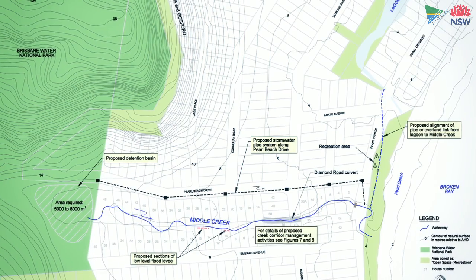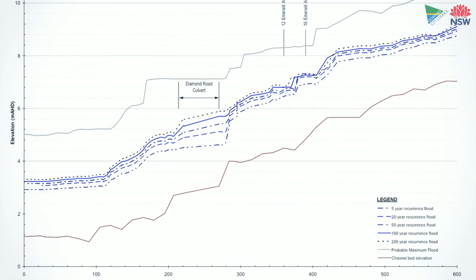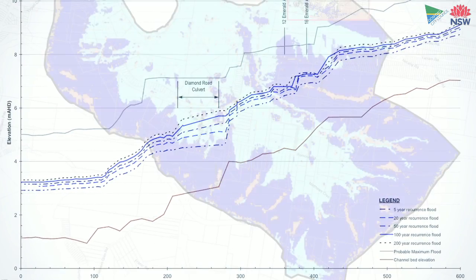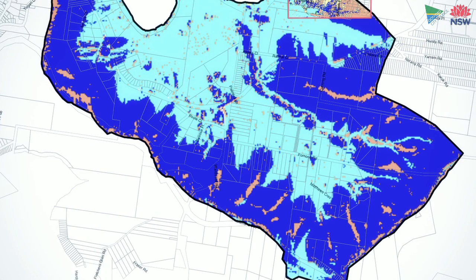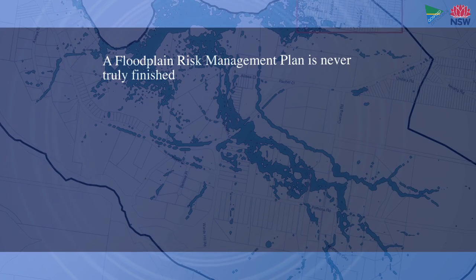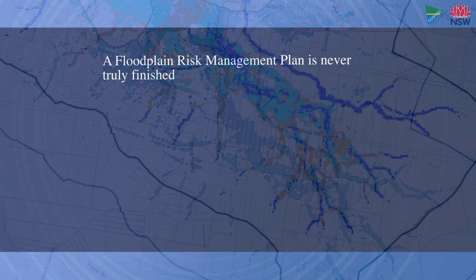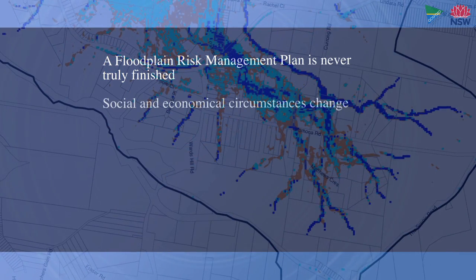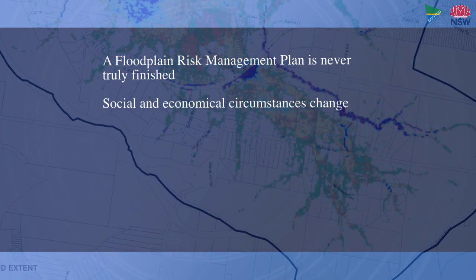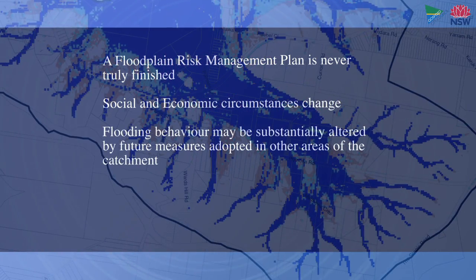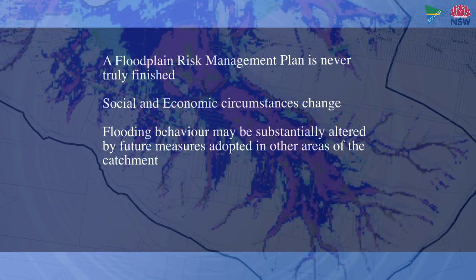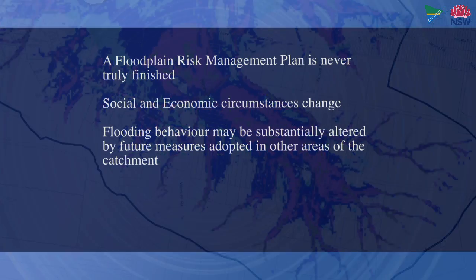Whilst the adoption of the plan is a big moment for the community and the Floodplain Risk Management Committee, there is still much work to be done, and it is important to note that a management plan is never truly finished. Social and economic circumstances change, and flooding behaviour may be substantially altered by future measures adopted in other areas of the catchment.